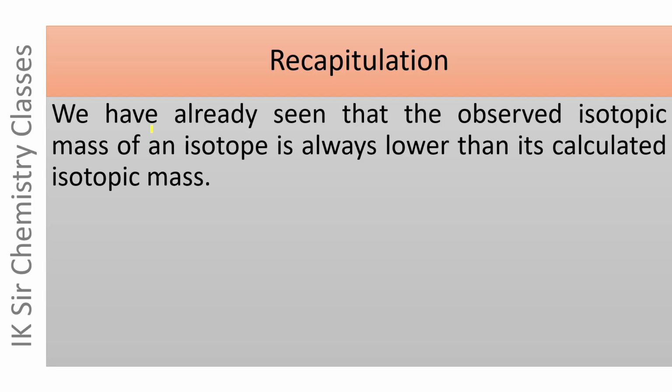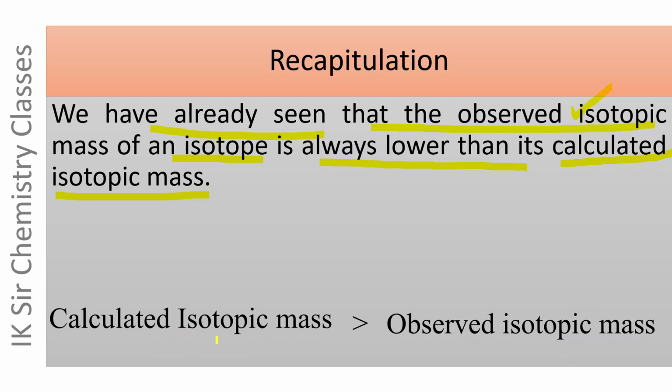We have already seen that the observed isotopic mass, that is the actual isotopic mass of an isotope, is always lower than its calculated isotopic mass, that is the expected isotopic mass. In other words, the calculated isotopic mass of an isotope is always greater than its observed isotopic mass.